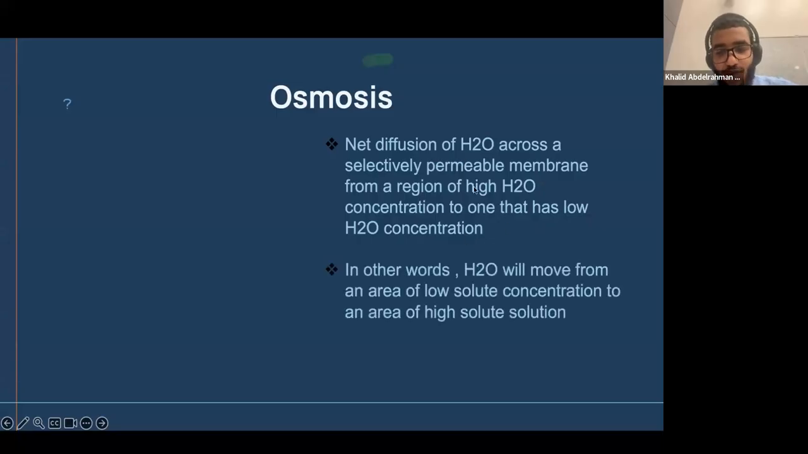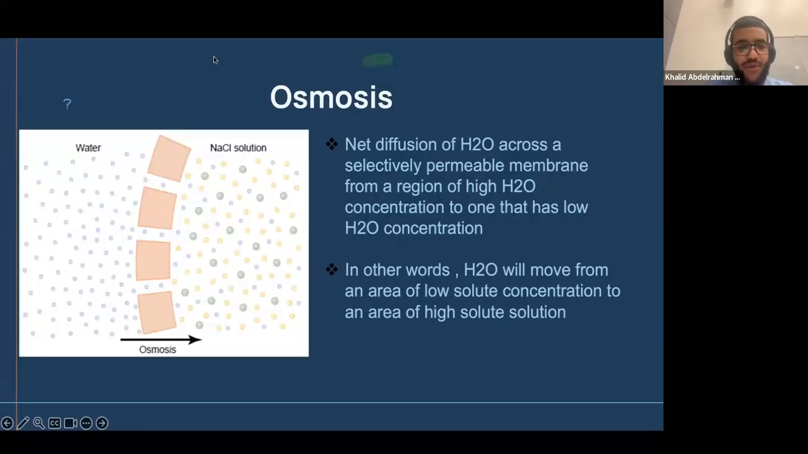Okay, and in other words, we can also say that water moves from an area of low solute concentration to an area of high solute concentration. So in this diagram, we have a lot of water molecules here. We have water with a lot of solutes. So osmosis is the movement of water from here to here. See, here we have high water concentration, and here we have low water concentration. So water will move from here to here.